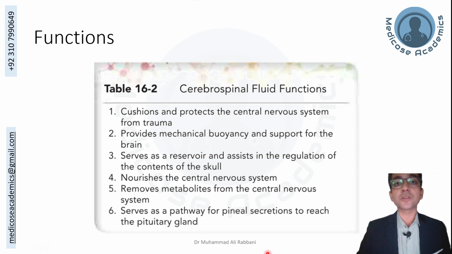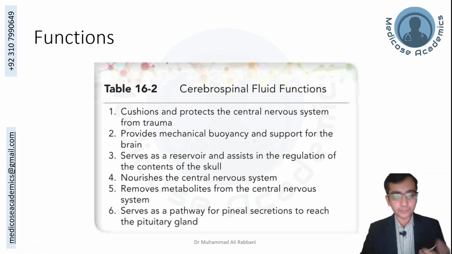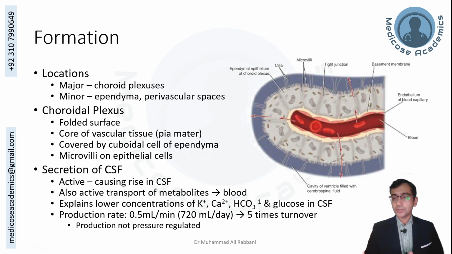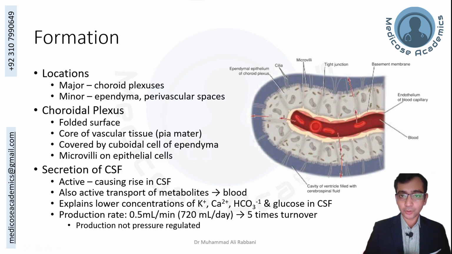Some secretions, especially from the pineal gland, are also secreted into the CSF, and from there reach the pituitary gland. This CSF is formed on the choroid plexus, as we saw in the lateral, third, and fourth ventricles. Majorly it is formed by the choroid plexus. There is minor secretion through the ependyma directly, and through the perivascular spaces too.